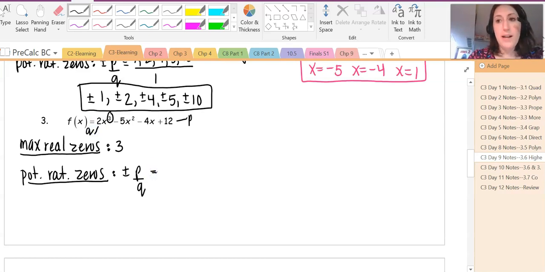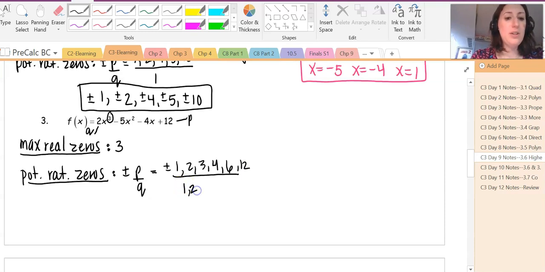So factors of 12. We have 1, 2, 3, 4, 6. Oh, and 12. It's important. And factors of 2, we have 1 and 2. All right, and now we'll just go ahead and divide them. So 1 over 1 is 1, 2 over 1 is 2. So I'm just going to divide everything by 1 first.